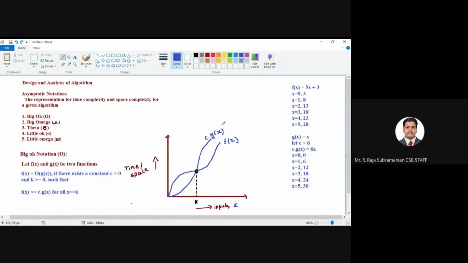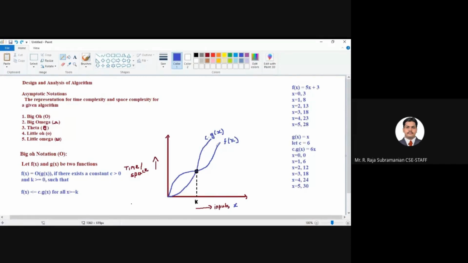Worst. Why? Because he completes the job in higher amount of time. Why are we making c into g of x the worst? I am creating a bound. This is called an asymptotic bound. Another name for asymptotic notation is asymptotic bound.